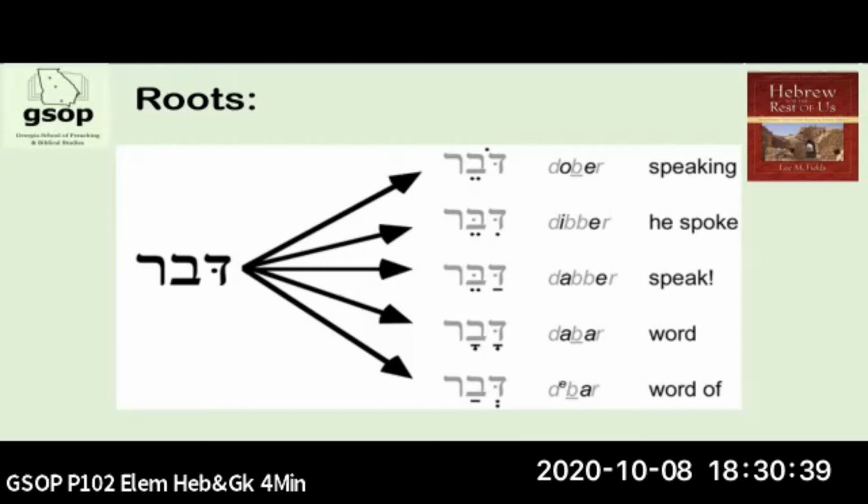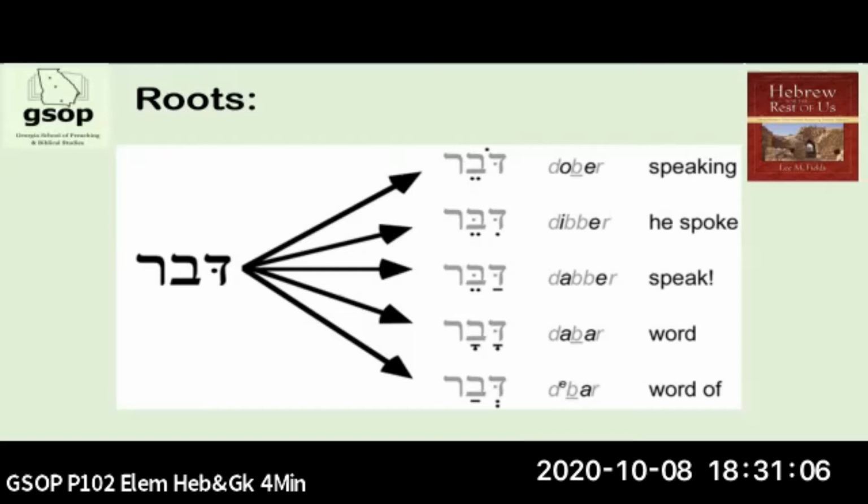Also, that same root, Dalet Beit Resh, could change the vowel system underneath it, and it could be deber. What deber is, he spoke. That is a verb. It also could be daber, which means speak, as in, I'm tired of waiting, speak. It could also be, and what we've already said, davar.